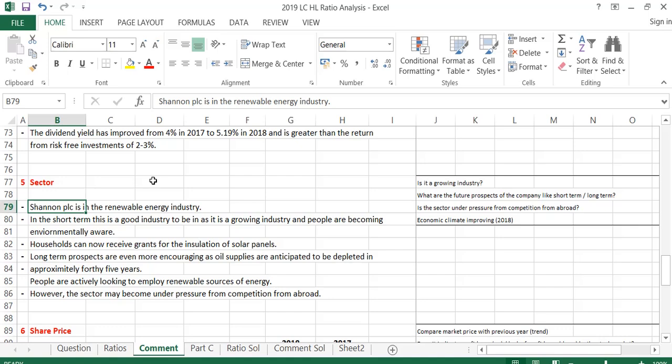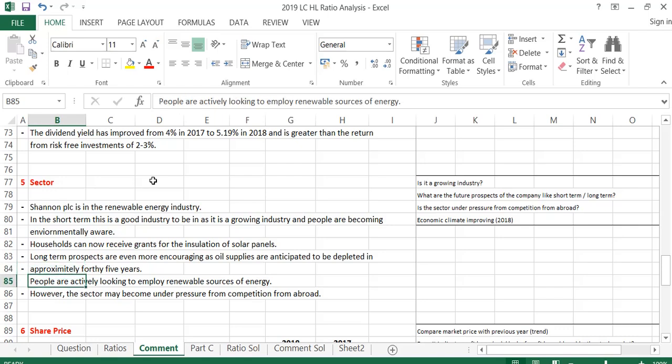So usually for sector, you talk about what the prospects for the company will be like in the short term and the long term. So in the short term, it's a good industry to be in, as it's a growing industry and people are becoming more environmentally aware. Households can now receive grants for the installation of solar panels, and all houses are trying to become more energy efficient the whole time. Long-term prospects are even more encouraging as oil supplies are anticipated to be depleted in approximately 45 years. Unless people are using oil, more people are going to renewable energy.